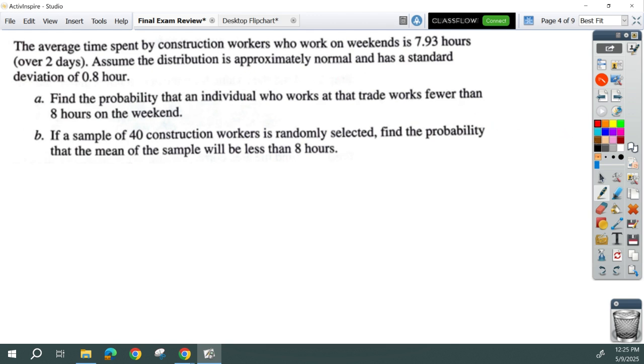I always like to start and document what it is that I'm given. And so we're given an average amount of time spent working on the weekends. So we'll call that Greek letter mu, average of 7.93. And we have a standard deviation, Greek letter sigma, lowercase sigma of 0.8. And so the first question says, find the probability that an individual, so we're talking about one worker, the probability they work fewer than 8 hours. So fewer, that's going to be like a less than situation. So less than 8 hours.